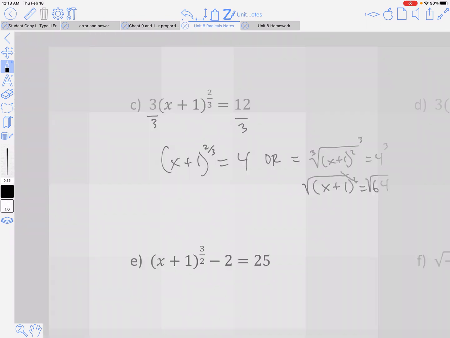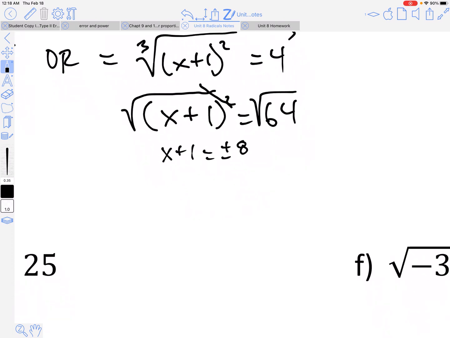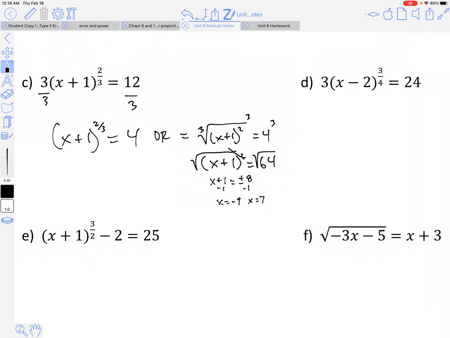It was always positive. But whenever a square root cancels out a square, we could have had a positive or negative 8. So we're going to have two answers here. We're going to have x equals, sorry, not 9, negative 9. So I did negative 8 minus 1, I got a negative 9, and 8 minus 1, I got a 7. So I got a negative 9 and a 7.